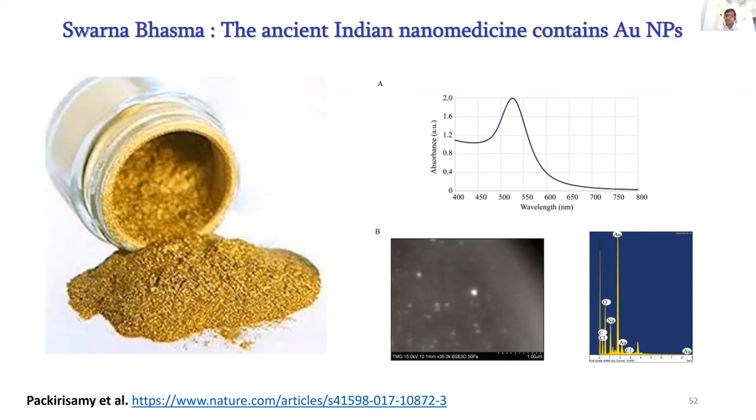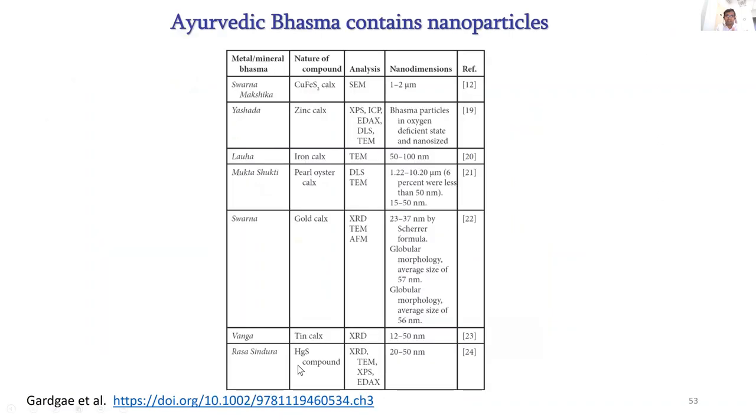The presence of gold imparts the medicinal activity to Swarnabhasma. And not only the gold, but several other nanoparticles of other metals, iron, zinc, tin, and mercury sulfide were observed. So this indicates the role of nanoparticles in old gold.